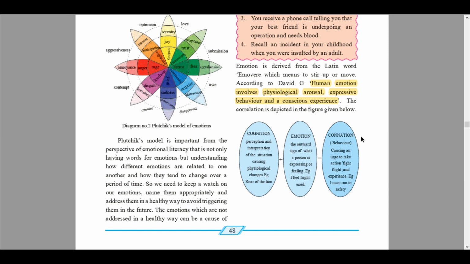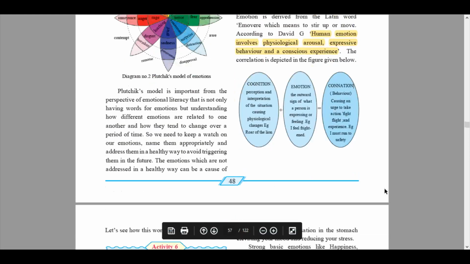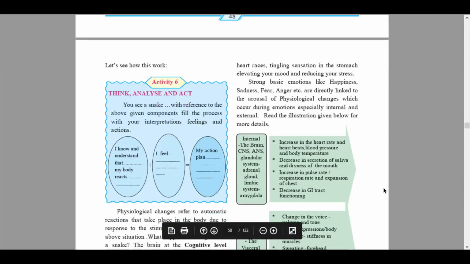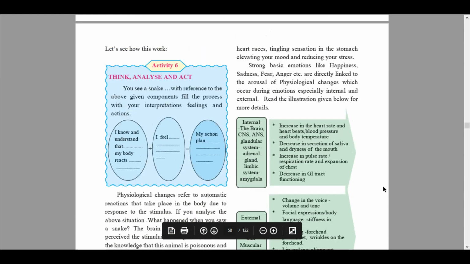This is our emotion. Adding these two aspects up, we get our connotation, our behavior, which will output, causing an urge to take an action, fight or flight, and experience. Example, you will just run away to safety. This is our connotation. We'll learn this in detail on our next page. So let's see how this works.